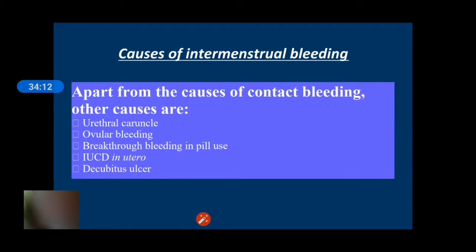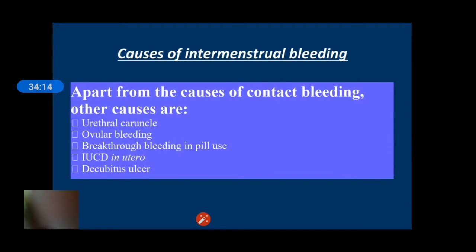The next, causes of intermenstrual bleeding. Intermenstrual bleeding is the bleeding which occurs in between the menstrual cycles. So apart from the causes of contact bleeding, other causes are urethral caruncle, a mass formed on the urethra, especially in postmenopausal ladies. Ovular bleeding occurs during ovulation in some women. Then breakthrough bleeding in pill users. After you prescribe progesterone, or an estrogen progesterone combination, and it is stopped, there will be breakthrough bleeding. So in such cases also it can occur in between the cycles.